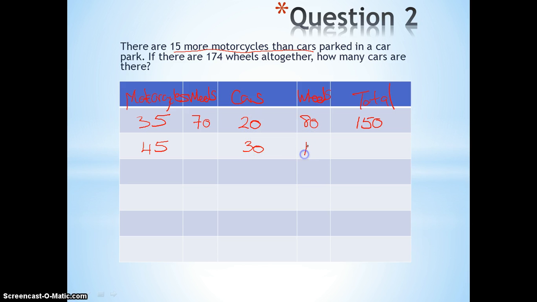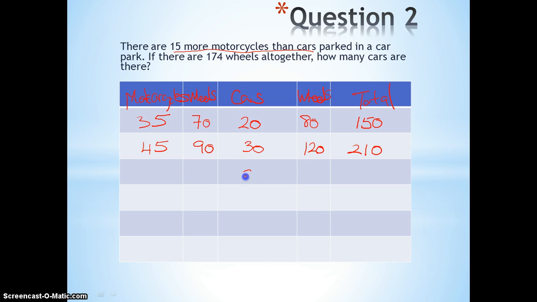30 times 4, 120 wheels. And 45 times 2, 90. Mr. Phua, I have too much. I have a total of 210 wheels, which is too big already. So what is between 20 and 30 cars?